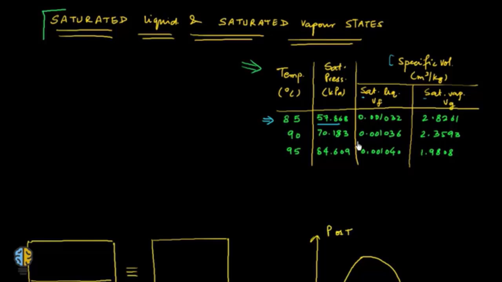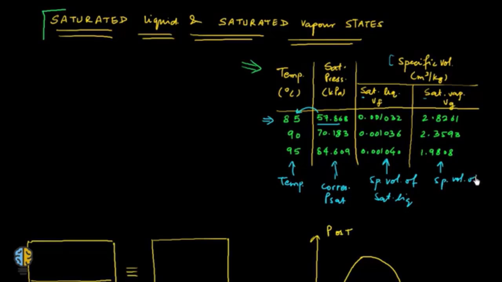Now, in this table, this column represents the temperature of the state of the system. This column represents the corresponding saturation pressure. Why I say corresponding is because this pressure is corresponding to this temperature. Next, in this column we have the specific volume of the saturated liquid, and in this we have the specific volume of saturated vapor.